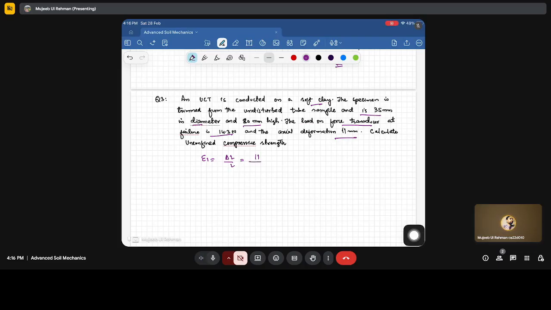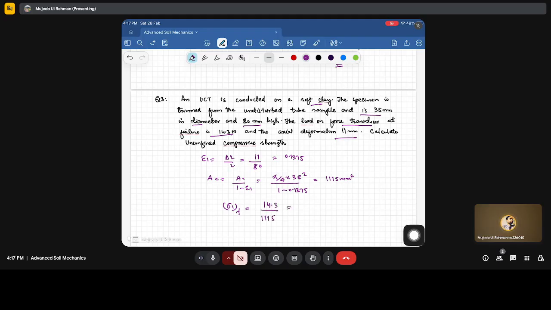L1 divided by 80, which is 0.1375. Fine. Now A corrected is equivalent to A naught divided by 1 minus E. A corrected is pi by 4 into 38 square divided by 1 minus 0.1375. It will come out to be 1115 mm square. Now sigma 1 at failure is 14.3, divided by area 1115.